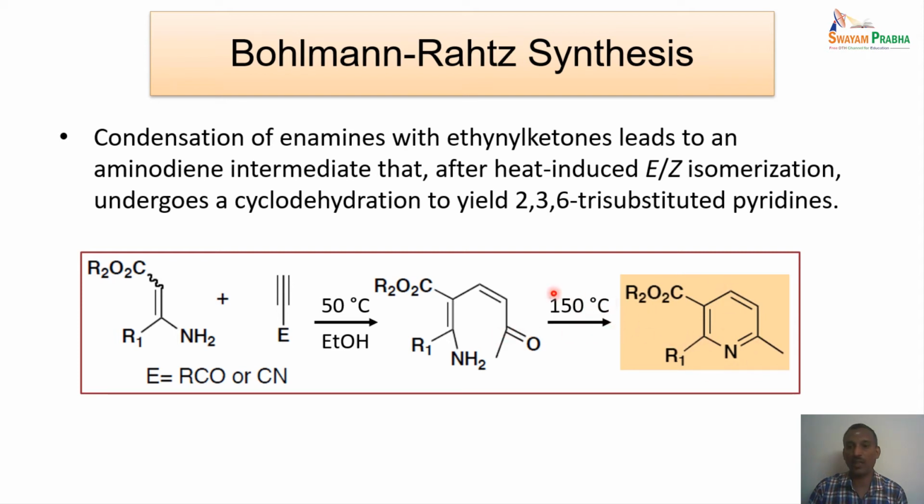So this actually occurs at a very high temperature, that is 150 degrees centigrade. So basically the condensation of the enamines with ethynyl ketones, that is alkyne ketones, leads to an aminodiene derivative. This undergoes E/Z isomerization on heating, followed by cyclodehydration to give the 2,3,6-trisubstituted pyridine derivative.